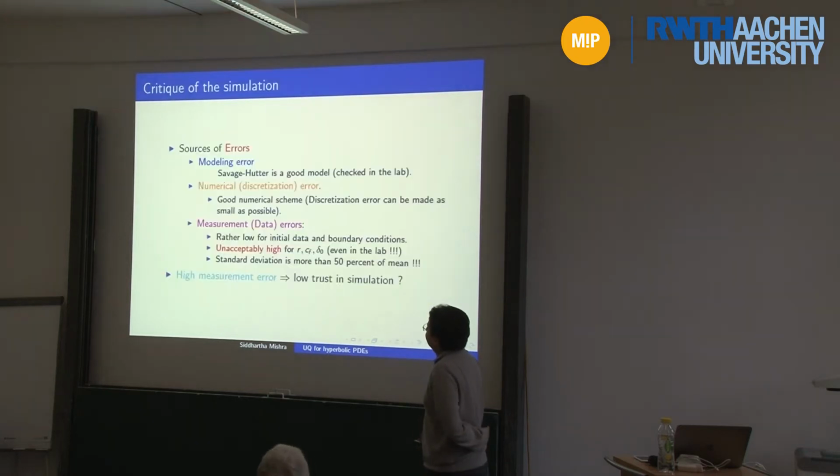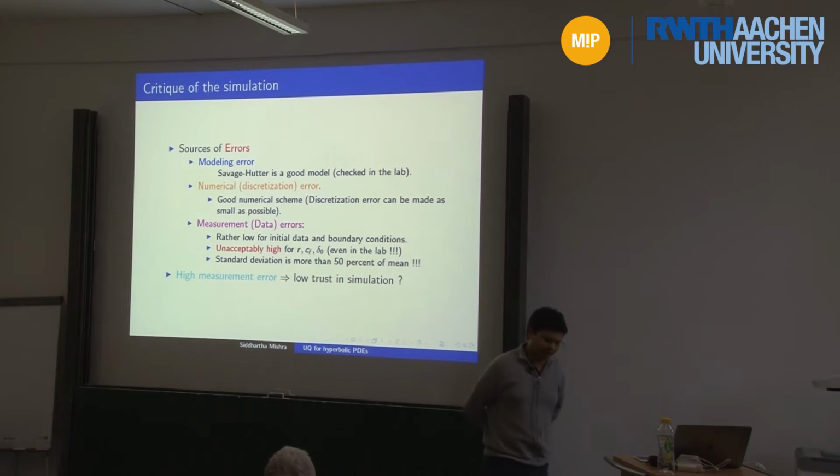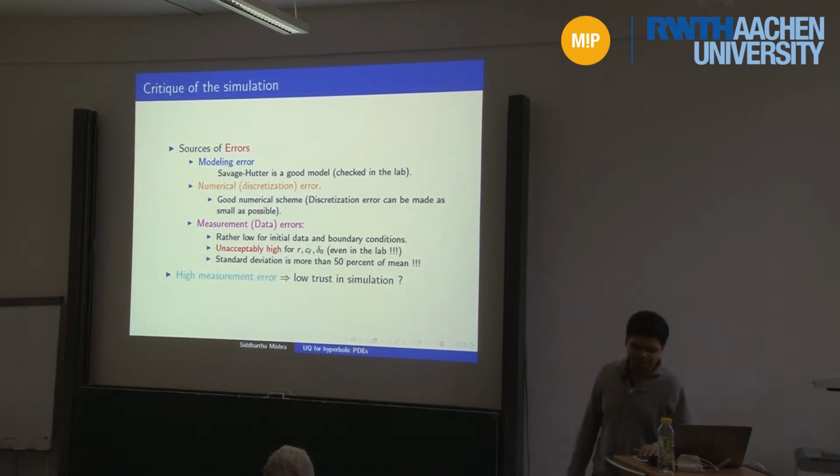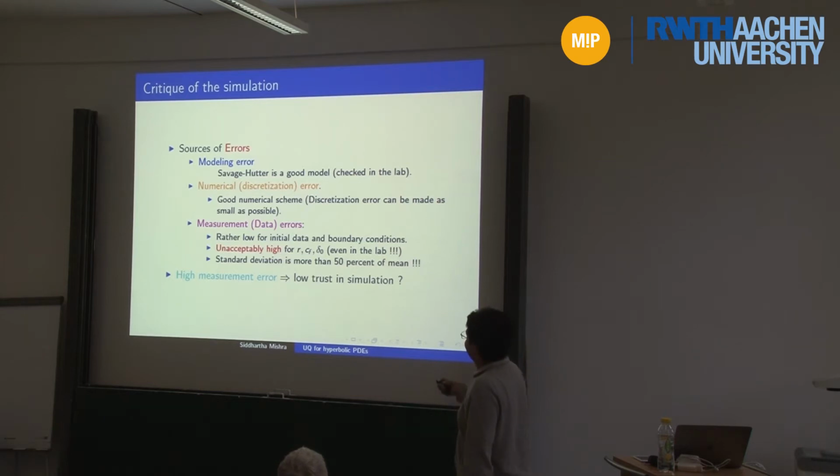And if I show you the movie, it's really an impressive simulation. But let's try to analyze it a little bit critically. So let's try to think about what are the sources of error in this particular simulation, right? So the first source of error is of course modeling error. After all, there is physical reality, there is a mathematical model. How well does the mathematical model conform with the physical reality? So that's your modeling error. So it turns out that the Savage-Hutter model is rather a good model. People have done a lot of experiments in the lab and they found this to be a good fit, also for physical reasons.